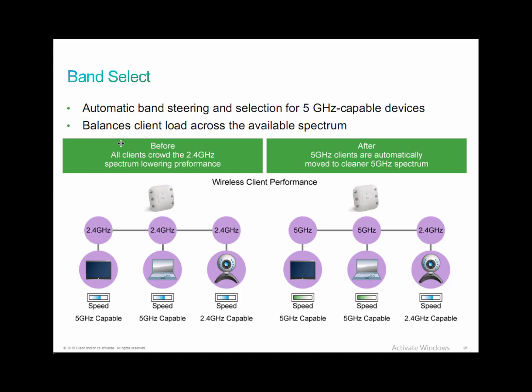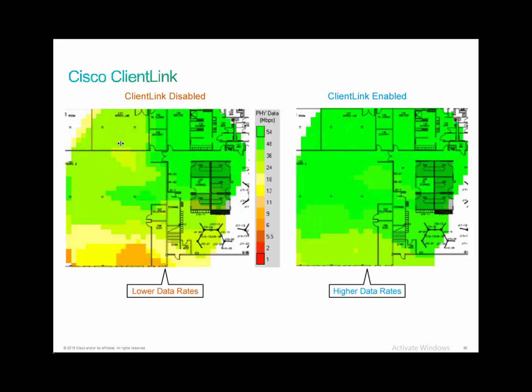We briefly discussed Cisco ClientLink, just a proprietary technology that Cisco developed to focus on mixed client networks with the goal of optimizing the overall capacity of the network, making sure that our 802.11a/n and our AC clients operate at the highest possible rate in these mixed environments. It enhances MIMO antenna characteristics of our modern APs as well.